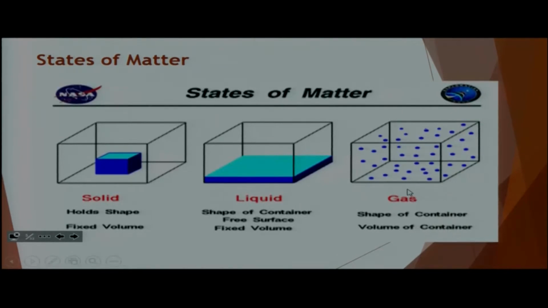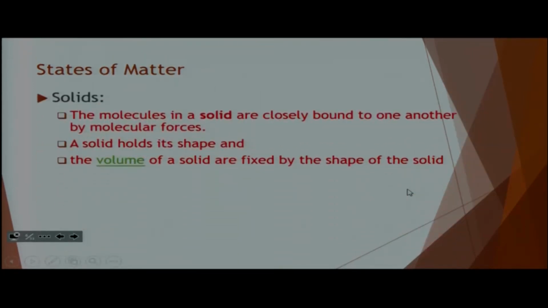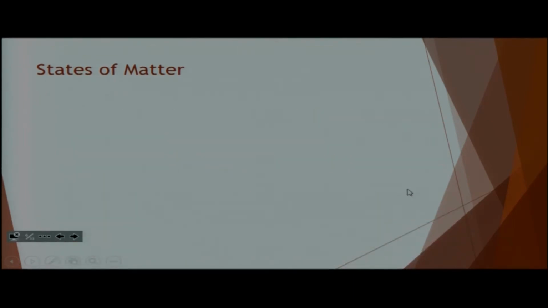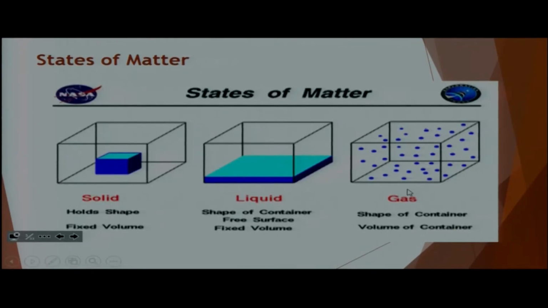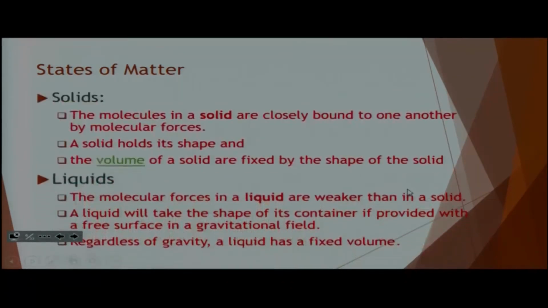All right, let's look at these three states of matter. We said it's solid, liquid, and gases, as depicted on this picture. Let's explain each state separately. The molecules in a solid are closely bound to one another by a molecular force. A solid holds its shape, and the volume of a solid is fixed by the shape of that solid. If you go back and look at that first example, you can see there's a block inside a cube there. It's solid. That means it can hold its shape. It's got fixed volume. So that's an example of what I'm referring to.